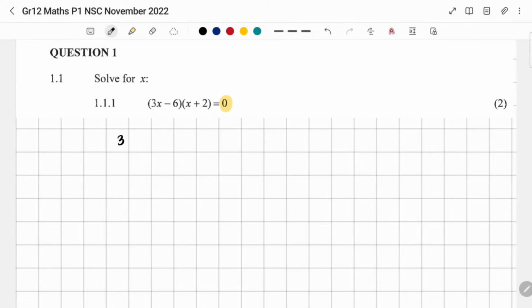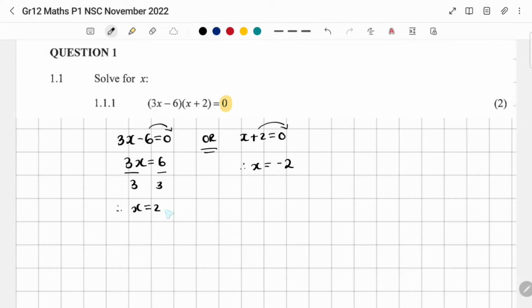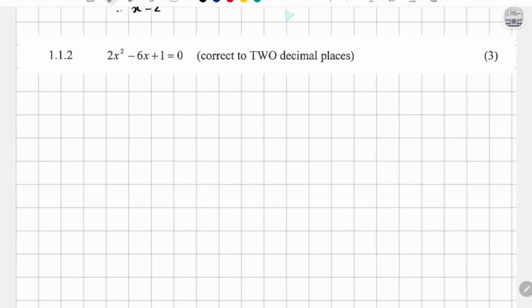So we're just going to say that 3x - 6 = 0, or x + 2 = 0. And then we're going to take negative 6 over, and we have 3x = 6. Divide both sides by 3 to solve for x, and therefore x = 2. Over here, we're just taking that positive 2 over, and so we would just get that x = -2. And so there are our solutions. Okay, moving on to the next question.